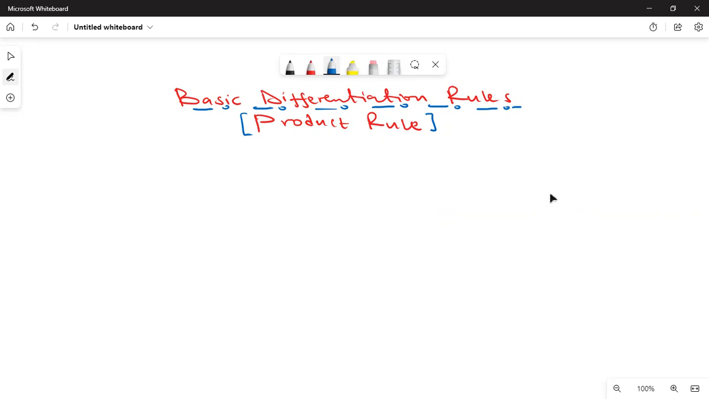Today we are going to look at Calculus 1 and our main topic is on the basic differentiation rules. In particular, we are going to look at the product rule of differentiation. So let us state it. Remember, so far we have looked at the first three rules, that is power rule. We also looked at the derivative of a constant and derivative of a linear combination. So the fourth one is product rule.